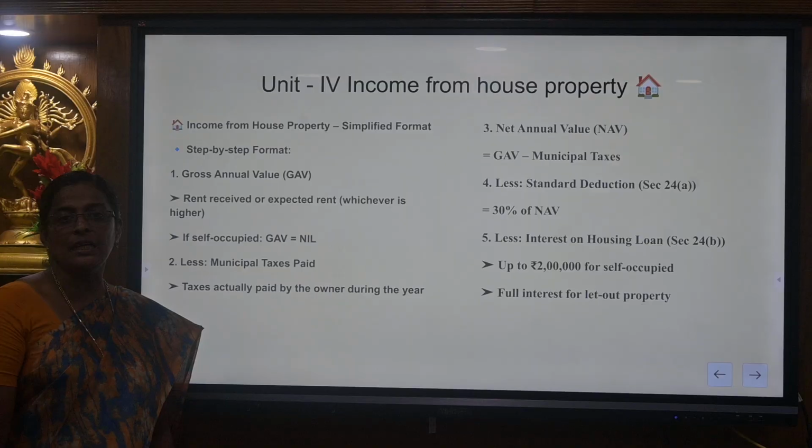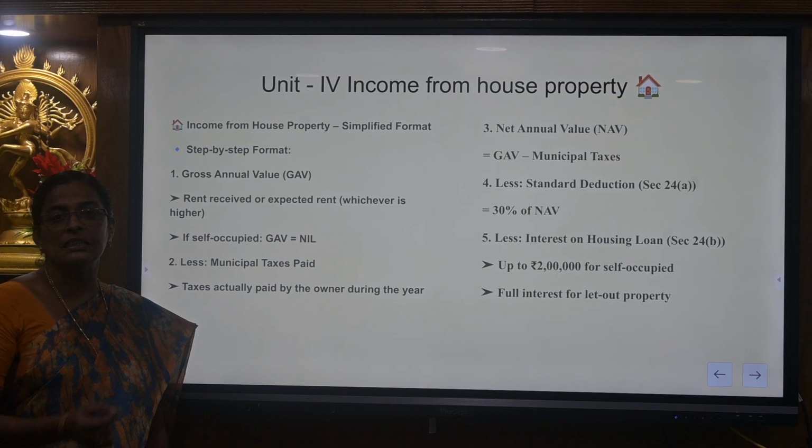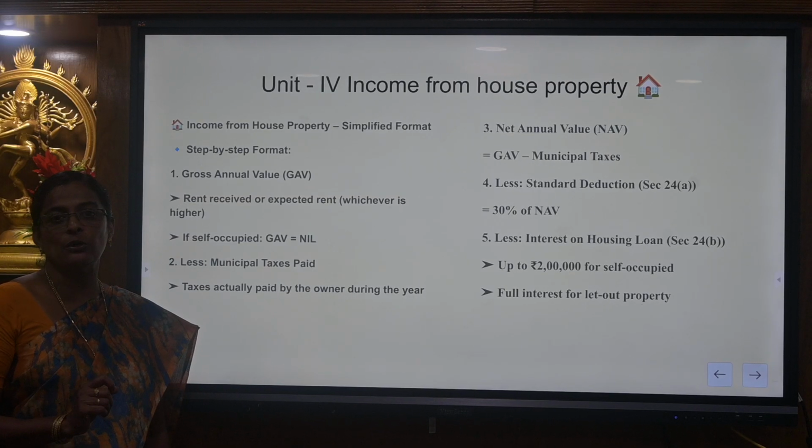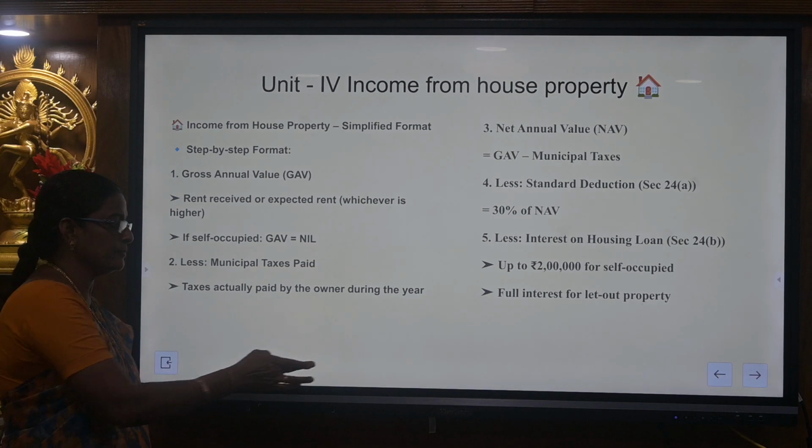And finally, the house property is analyzed on the basis of GAV and NAV. GAV is gross annual value, NAV is net annual value. After the net annual value, some amount is deducted as tax deduction, that is 30% as standard deduction, and interest on loan can be deducted. In case of self-occupied property, the NAV will be nil.